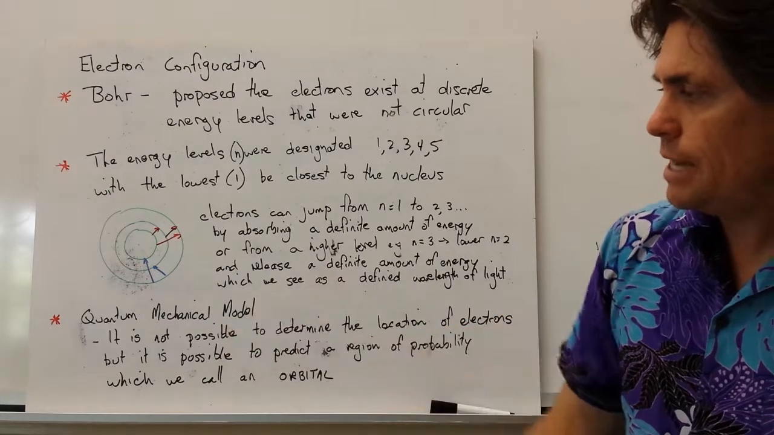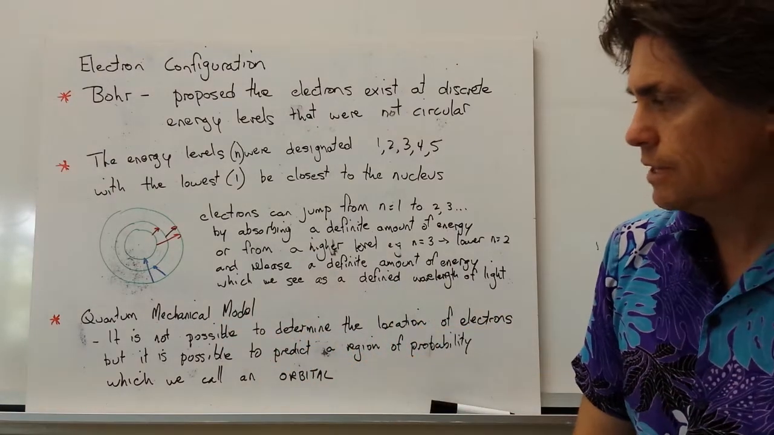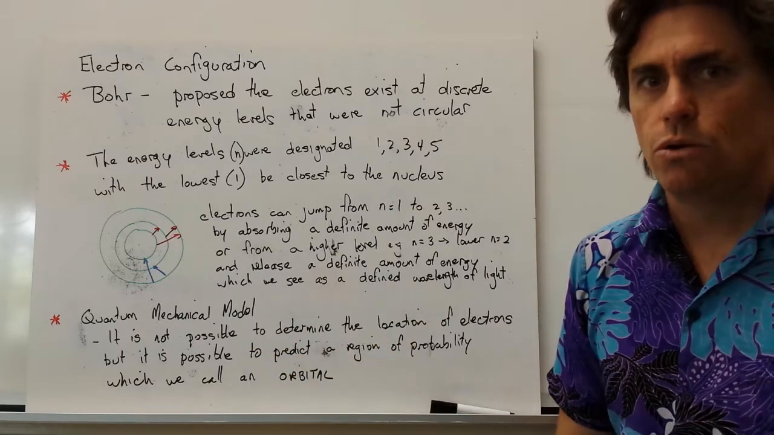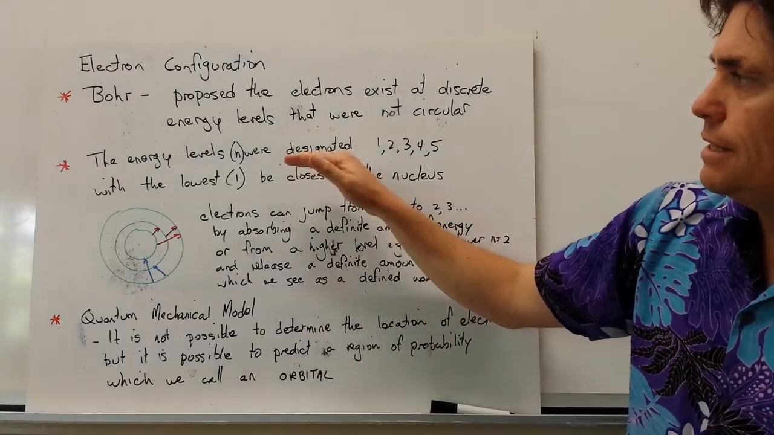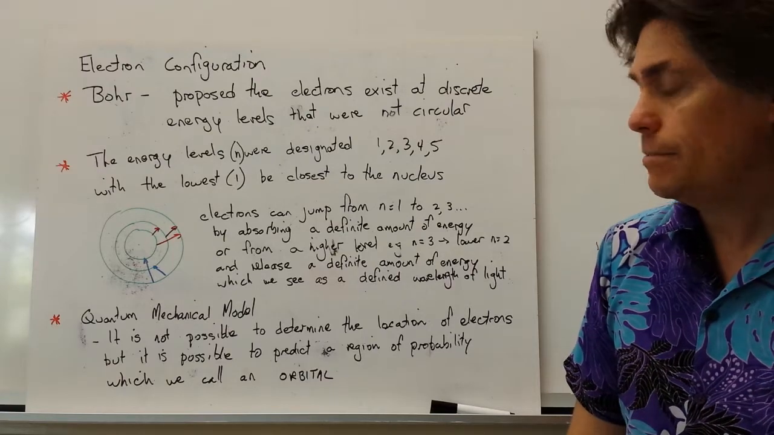So, the quantum mechanical model says it's not possible to determine the location of electrons, but it is possible to predict a region of probability which we call an orbital. And those orbitals exist within the energy levels, or what we call shells of electrons.